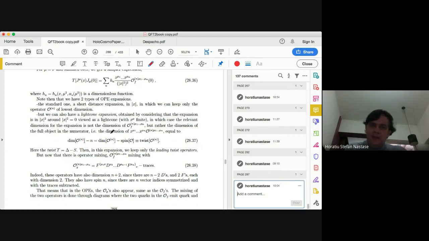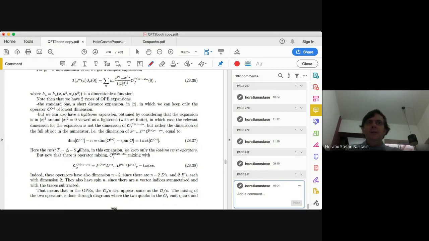So the dimension of this is the dimension of O minus the dimension of n, since the dimension of an x is -1. So dimension of operator minus n, where n is the number of vector indices, means the dimension of O minus the spin of O, since O has spin n. Dimension minus spin is called twist, T. So in the case of the quantum theory, the twist T is delta, the total dimension, minus S, total spin.